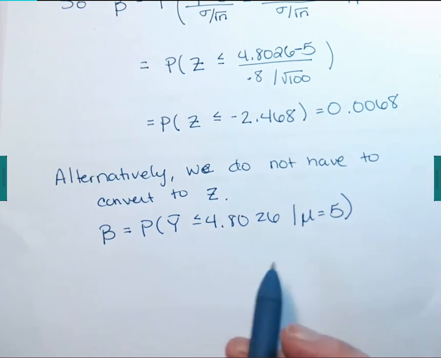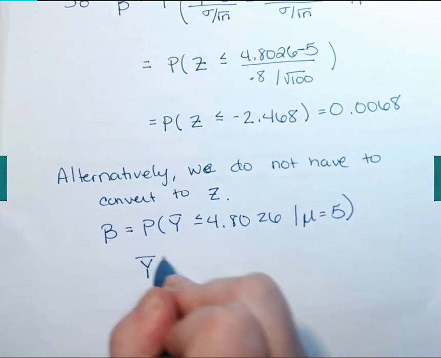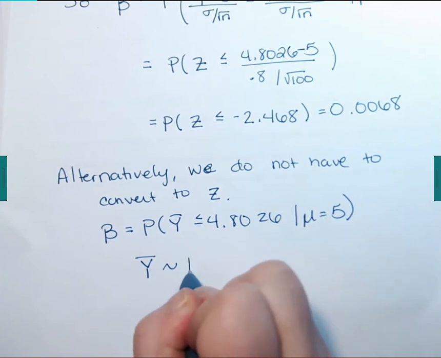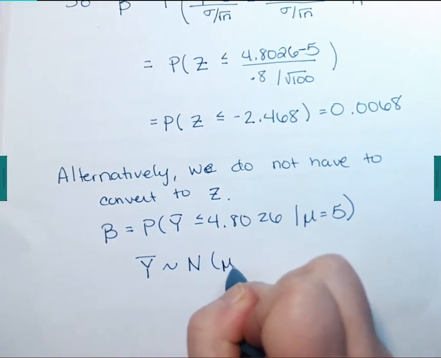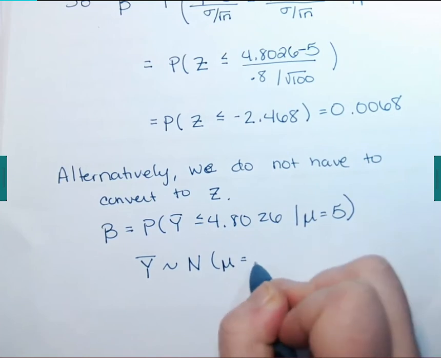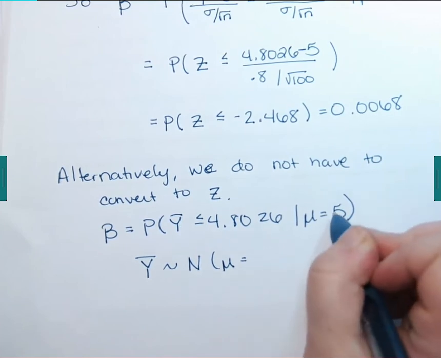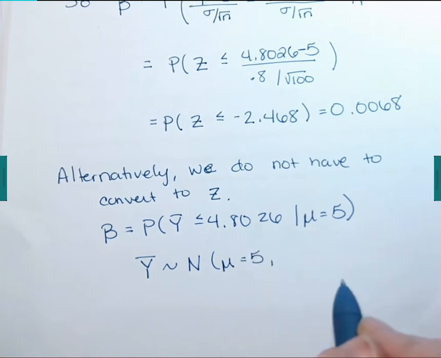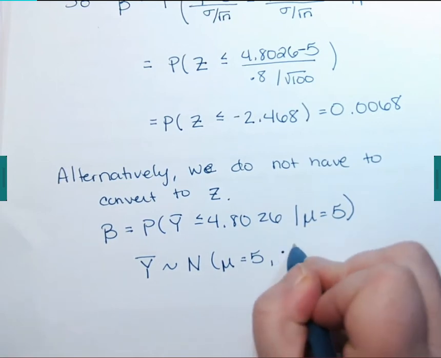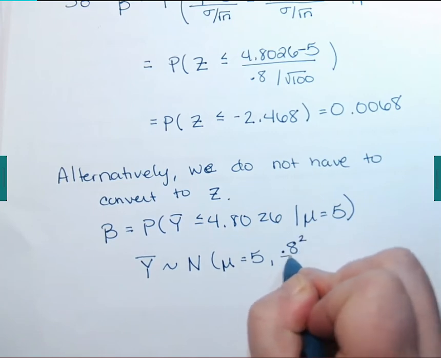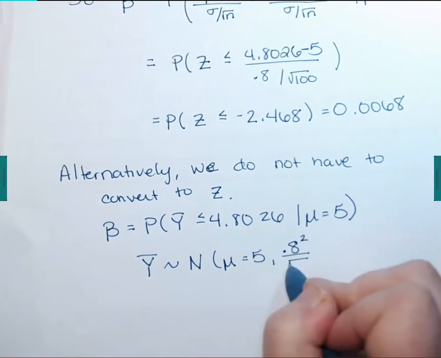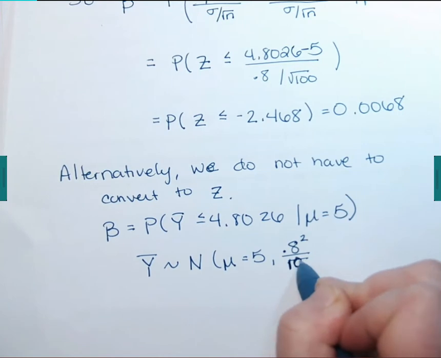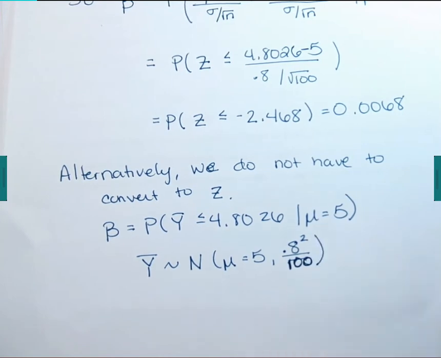Well, if we're given that mu is equal to 5, we know that y bar is distributed normal with mu equal to, sorry, I should have said 5, mu equal to 5. And then our variance, remember, is sigma squared divided by n, or in other words, our variance, we're going to estimate it with the sample variance divided by, oh, there's no square root here, this is just 100, no square root. So that's our variance.